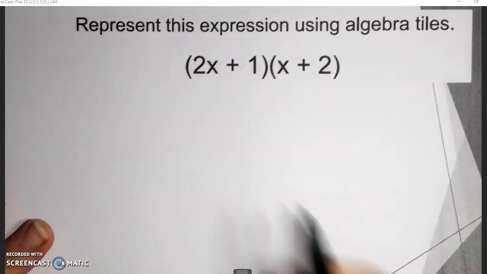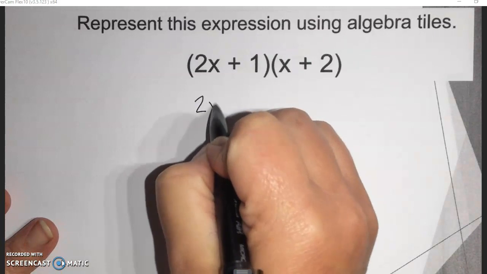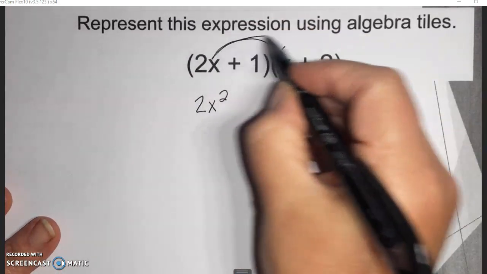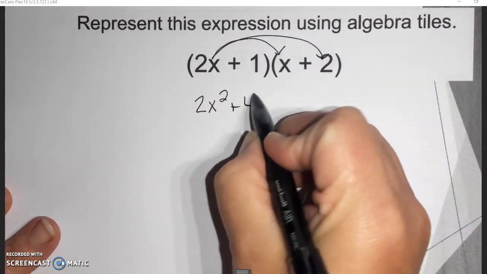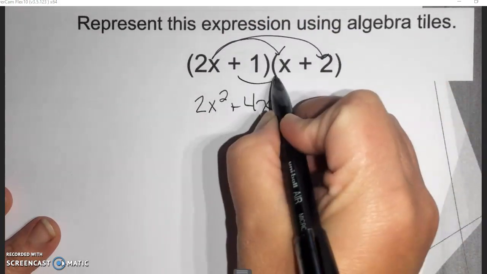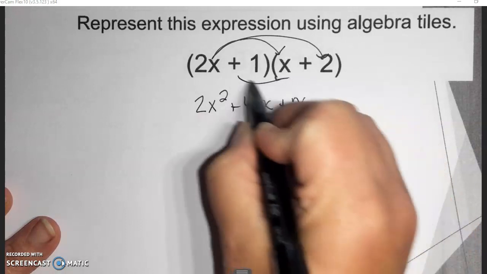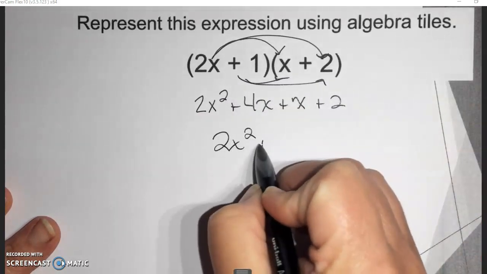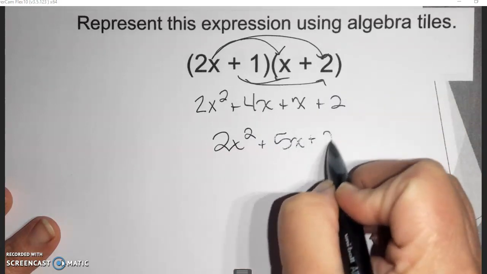You try this way. Pause your video. 2x squared plus 4x plus x plus 2. 2x squared plus 5x plus 2.